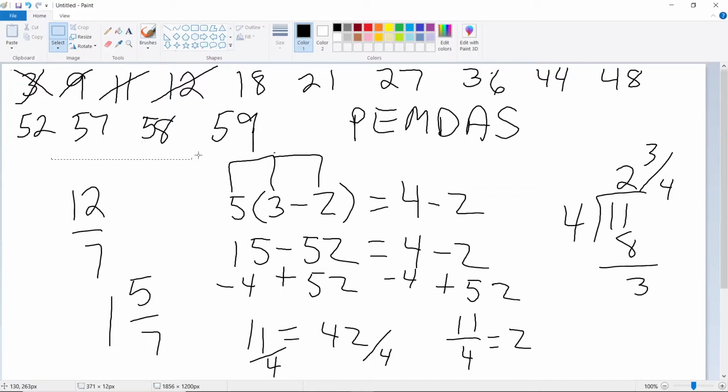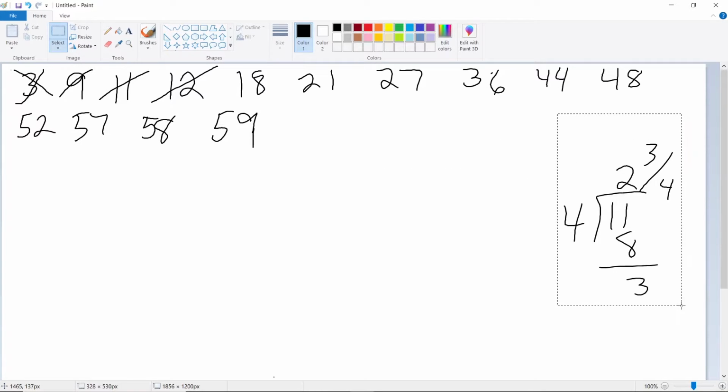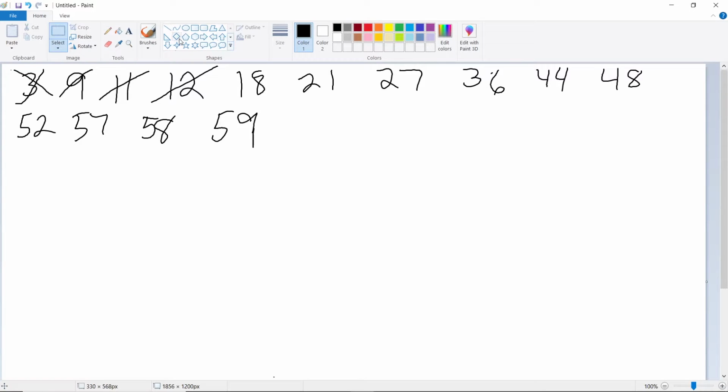Turn a whole number or a mixed number into an improper fraction, or in this case, an improper fraction into a mixed number very easily. I'll do one more just so you get it.